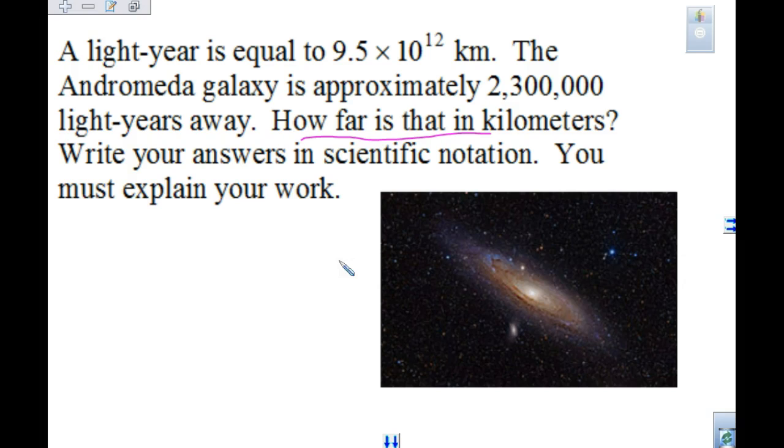Multiplication. Because your light year, and then if it's telling us how far a light year is, and then it tells us how many light years away it is, they want the answer in kilometers. So this is telling us that it's this many light years away. So exactly. Let's change this first to scientific notation. So right behind the problem, you might want to do yours. There's probably a little more room to do it down below. That 2,300,000 is going to be 2.3 times 10 to the 6. We are taking 9.5 times 10 to the 12.